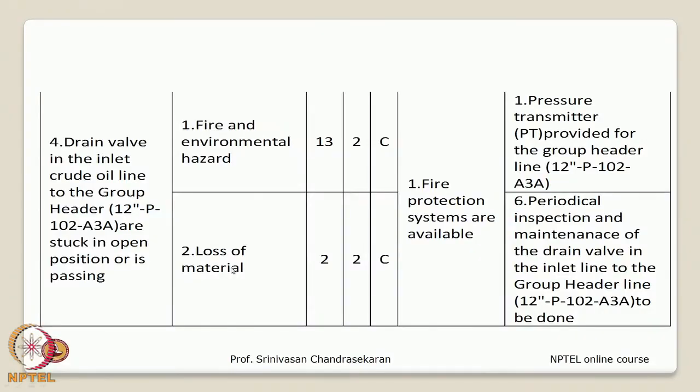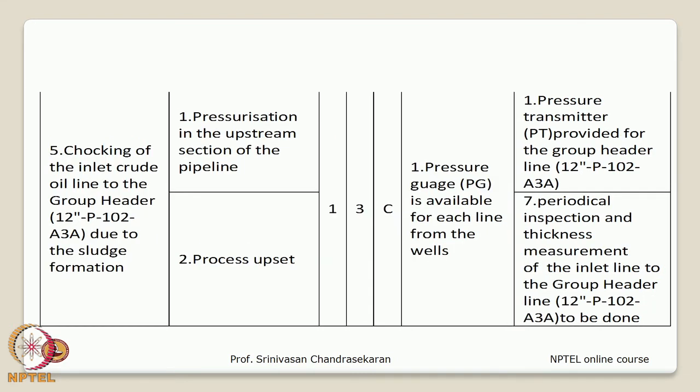So, for loss of material, this gets the severity, the likelihood and risk ranking. Fire protection systems are anyway available to control the fire and environmental hazard, but however, we always recommend a pressure transmitter be provided. It gets the same number because it is referring to the database. We say periodic inspection of the drain valve. The periodic inspection refers to the drain valve, therefore it gets a new number 6. Let us move ahead. Fifth cause could be choking of the inlet crude oil line.